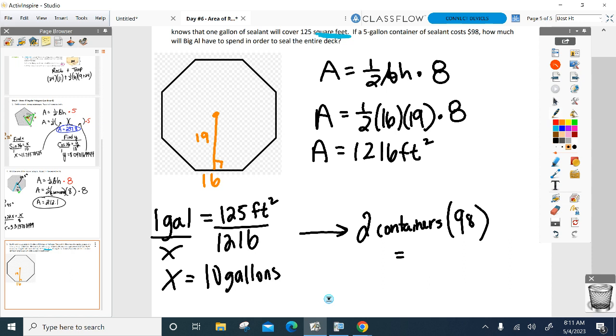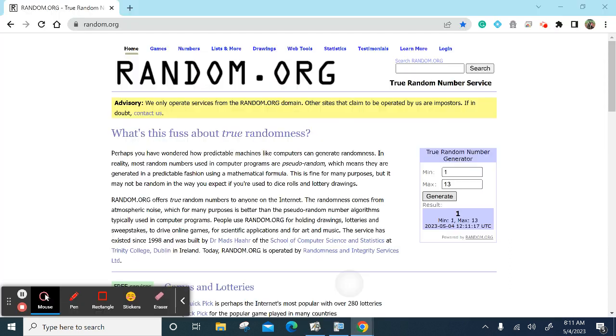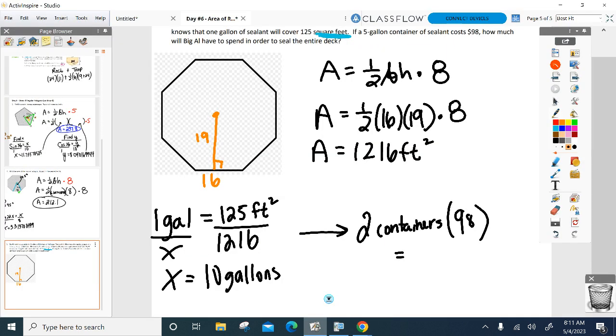So Big Al is going to spend how much money here? Finish it off. $196 to seal his deck. That is an awesome problem right there. Had to find the area. It wasn't too bad to find the area and then do a couple things with it. Questions from you guys?